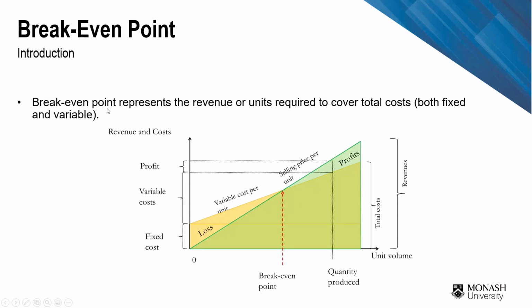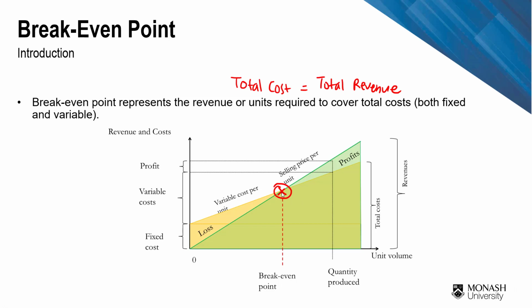Now the break-even quantity or break-even point represents the revenue or units required to cover total costs. In other words, we are looking at where total cost is equal to total revenue. In this case, as you can see, this is my break-even point, because this is where the costs are going to be equal to the revenue. Now, why is this important? Because this is actually a turning point.